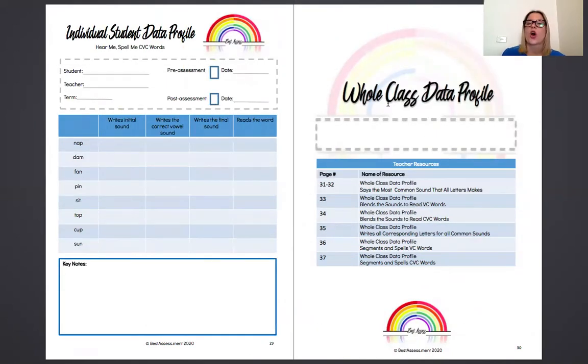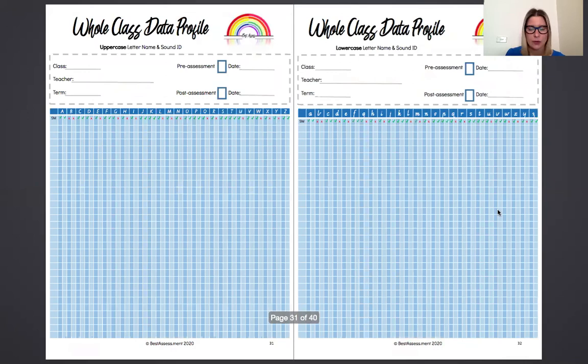Here we come to the whole class data profile. So here is where you can print this off, one copy, as all of the students' data will be in this. You can write in your class's name. And here we have all of the whole class data profiles. So I'll be going into these in more depth further on in the blog with its own separate video.